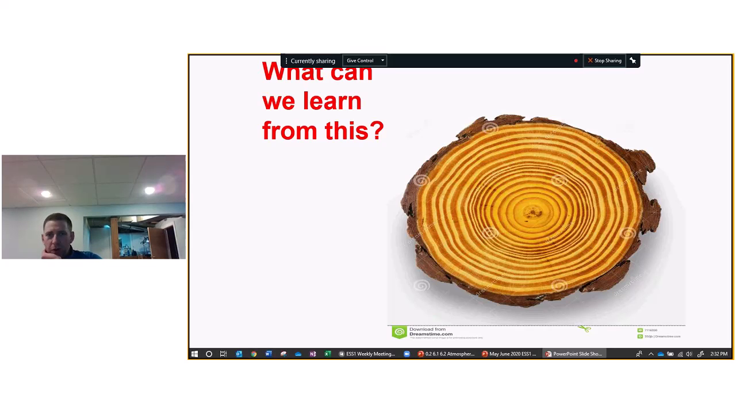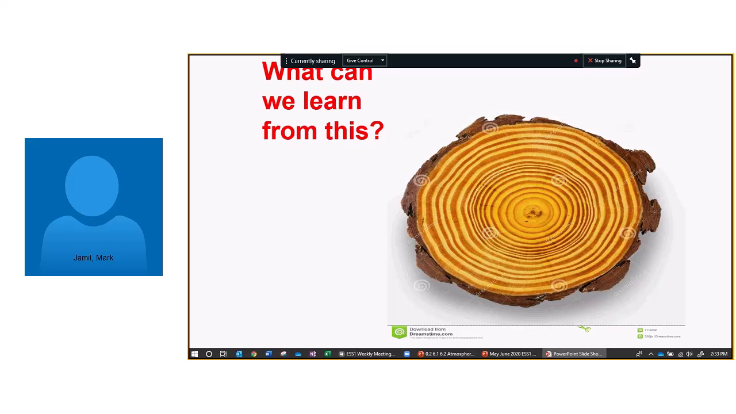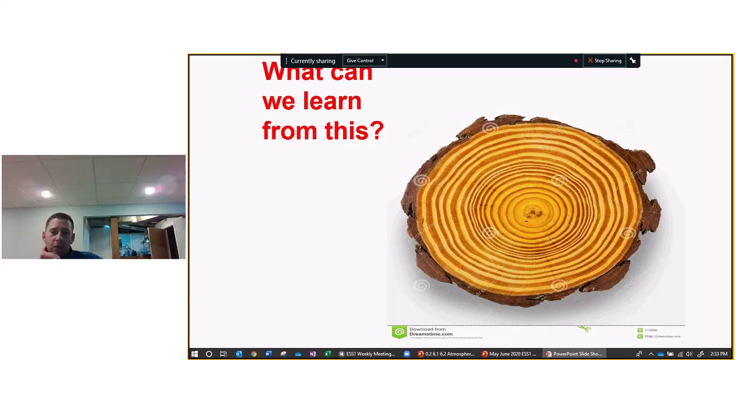What else can we learn from this? If you look at some of the details within the rings, like the distance between the rings, can anyone guess or infer what that means? I see here there's a lot of distance between the rings, and here the rings are really, really close together. So what can we infer about planet Earth, or the local area of this tree, that made those rings really wide or really narrow?